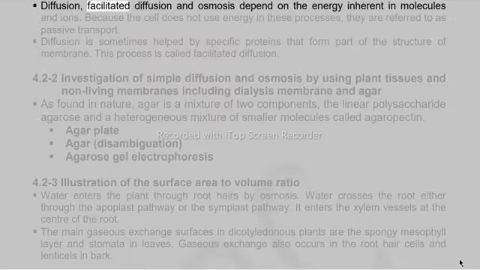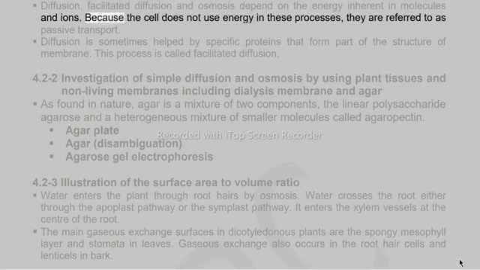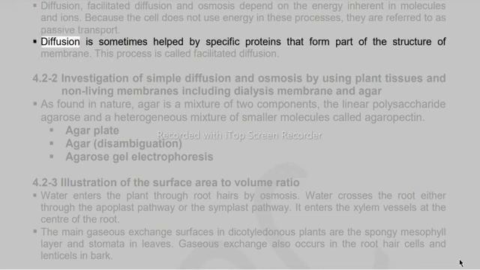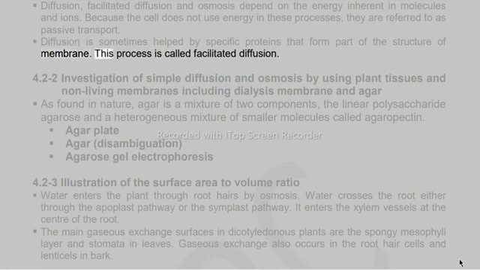Diffusion, facilitated diffusion and osmosis depend on the energy inherent in molecules and ions. Because the cell does not use energy in these processes, they are referred to as passive transport. Diffusion is sometimes helped by specific proteins that form part of the structure of the membrane. This process is called facilitated diffusion.